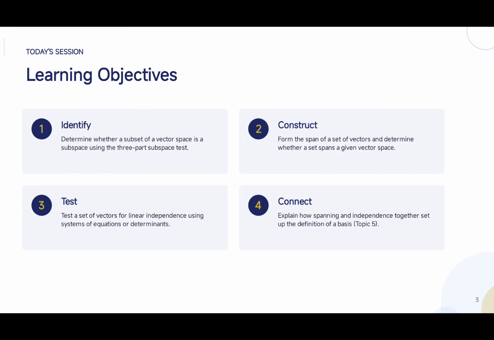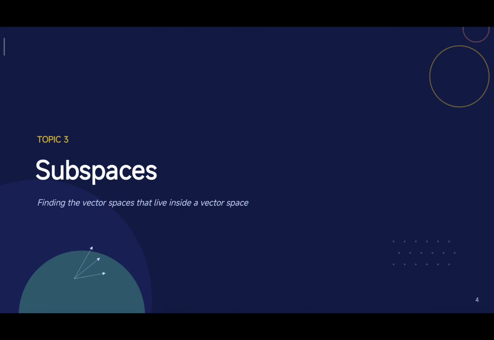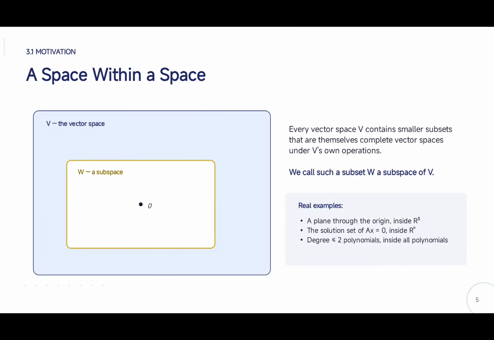Alright, topic 3, which is subspace. Here's the intuition before the formal definition. Imagine a big vector space V. That's the outer box. Now imagine a smaller piece of it, which is W, sitting inside. If W happens to be a complete vector space in its own right, using the exact same addition and scalar multiplication rules as V, we call W a subspace of V.